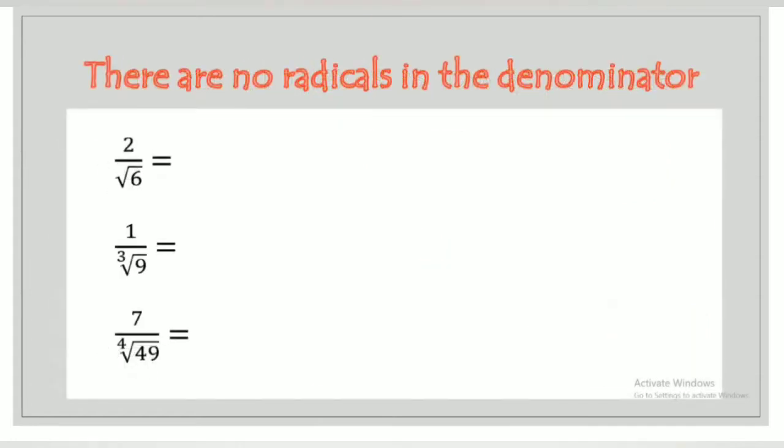Now here's the big one, the third one: there are no radicals in the denominator. There are so many cases. Let's start with the basic one. I give you 3 examples here with radicals in the denominator.